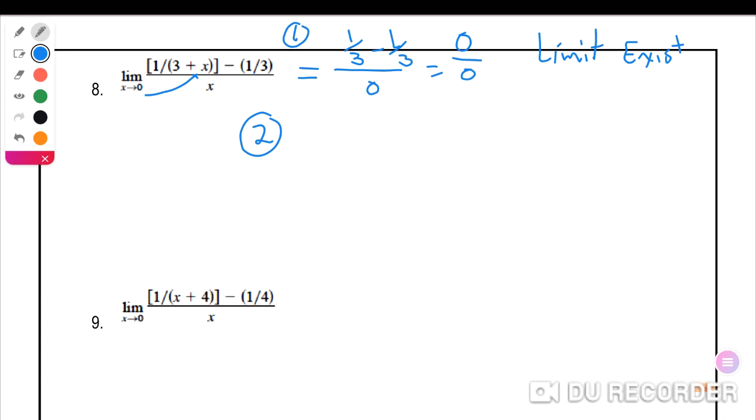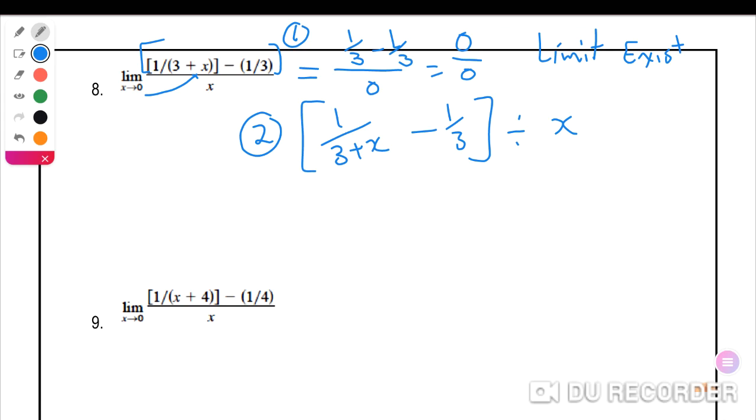How to simplify? That is my numerator. What is the meaning of this fraction? As you know, any fraction can be written as a division. So what is in the numerator? It will be 1 over 3 plus x, over 3. That is the numerator. It means I divide the numerator by the denominator, which is x. Clear or not clear?